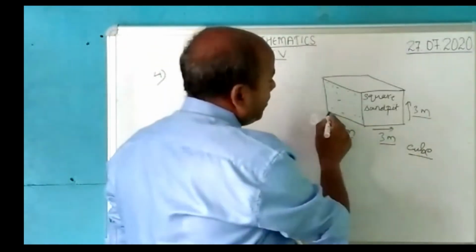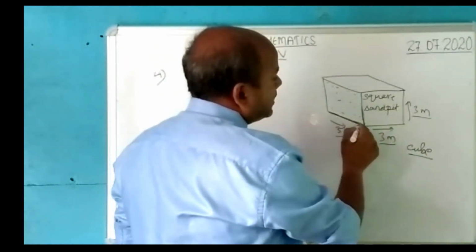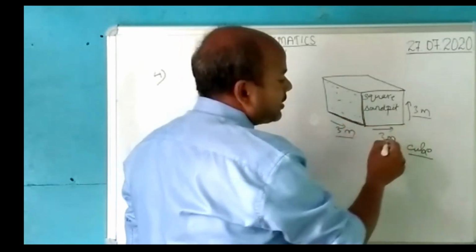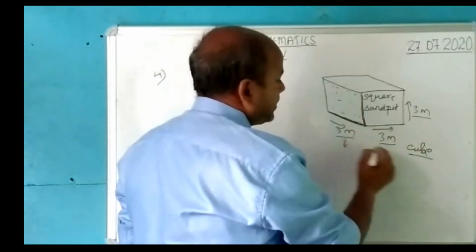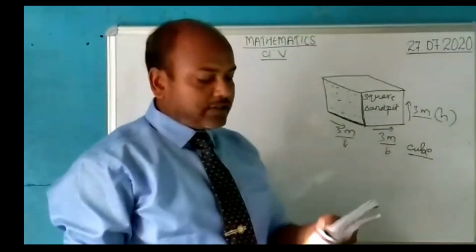So 3 meter long and 3 meter deep. Deep means this one, depth. So since it is a square, length and height is given 3 meter, so we can presume the breadth also to be 3 meter. This is the length, this is breadth, and this is height. So length, breadth and height are all same.